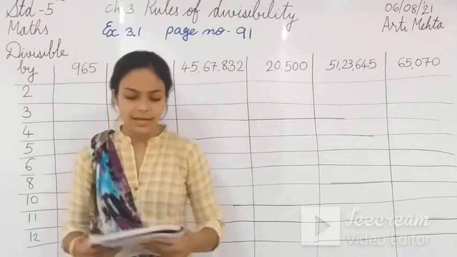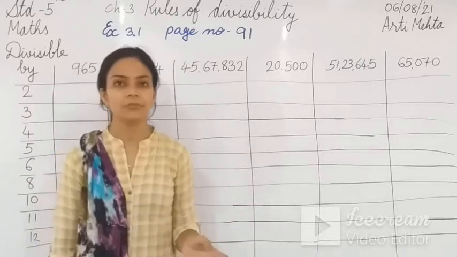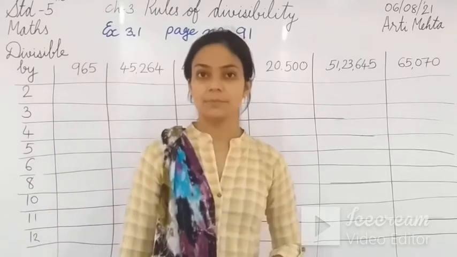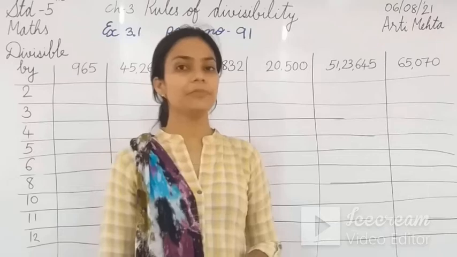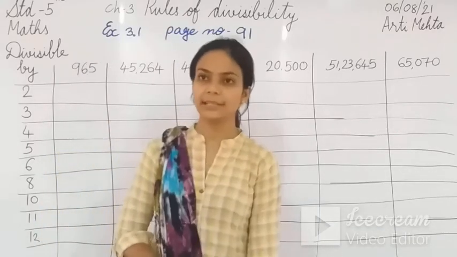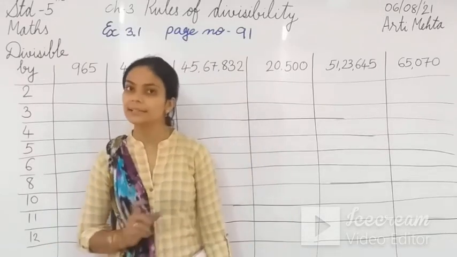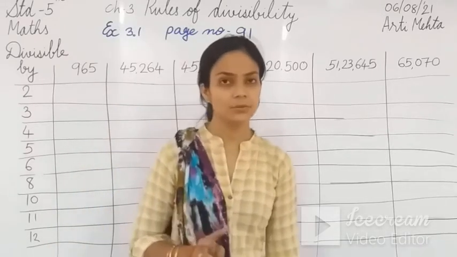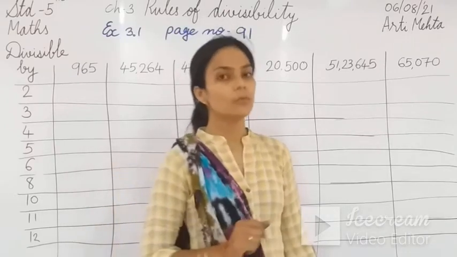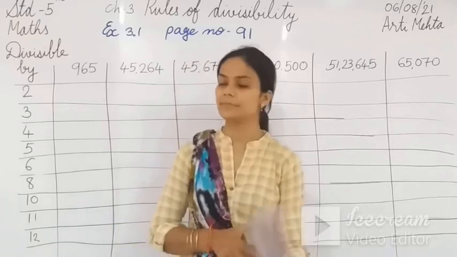Divisibility by 12: a number is divisible by 12 if it is divisible by both 3 and 4. In 3, the sum of the digits is divisible by 3, and in 4, the last two digits are divisible by 4. If it is divisible by both 3 and 4, then it is divisible by 12.